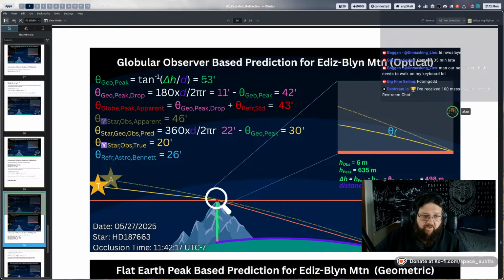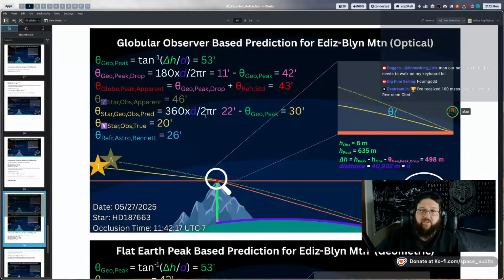Okay, so rise over run for this distance now gives us 53 arc minutes for a flat Earth and gives 42 for the globe. The apparent position was at 46 when the star was observed, because these are actually for emergences, not occlusions too, by the way. So just mechanistically the reverse of what we've been dealing with. Instead of having to be below the peak to be occluded, this now has to be a certain threshold relative to the peak before it's lifted above it.